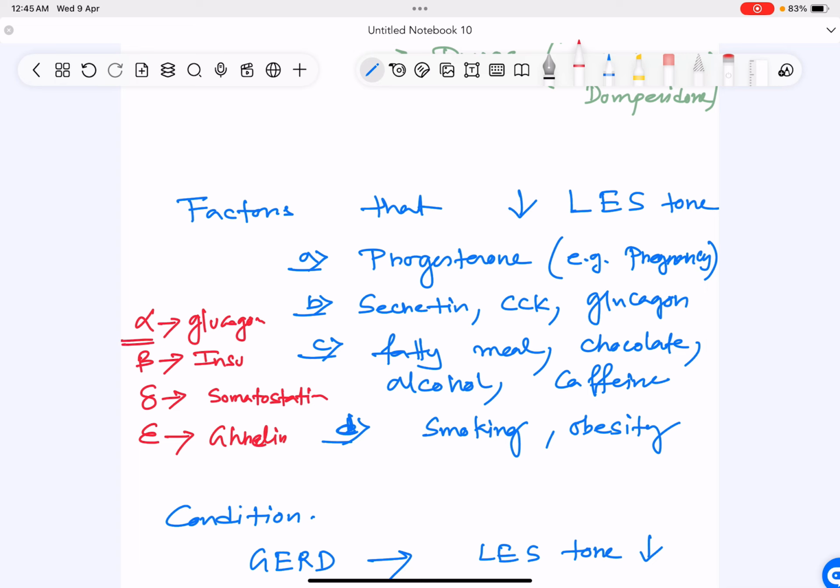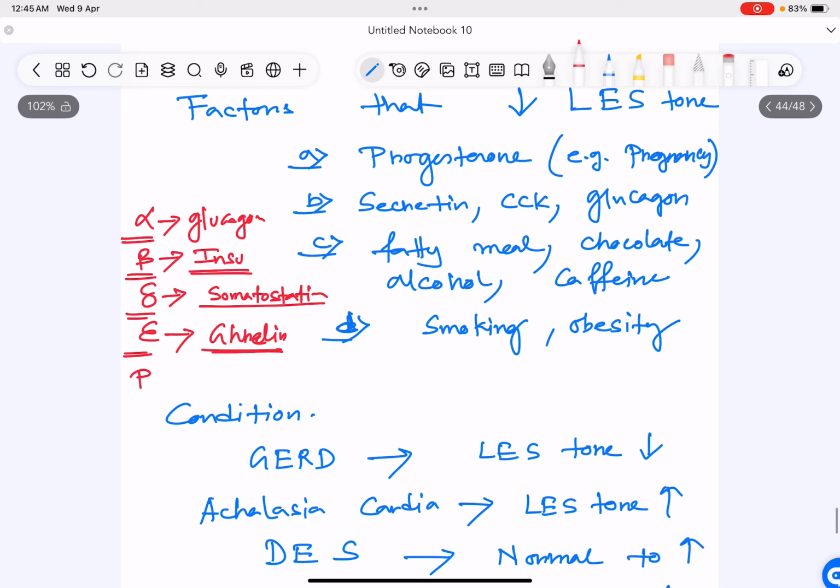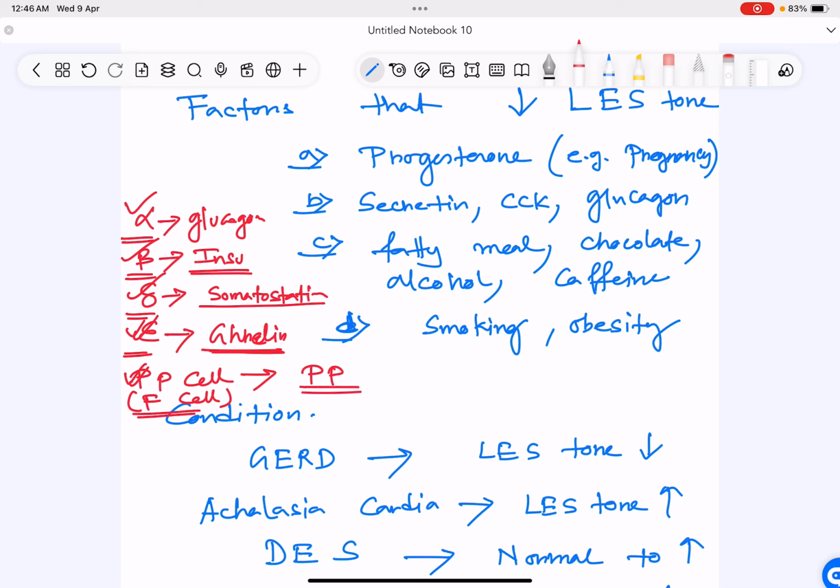So alpha cells for glucagon, beta cells for insulin, delta for somatostatin, epsilon cells for ghrelin, and PP cells, very simple cells. PP stands for pancreatic polypeptide, also known as F cell. So these are the important cells: alpha, beta, delta, PP, and epsilon. F cells produce pancreatic polypeptide.